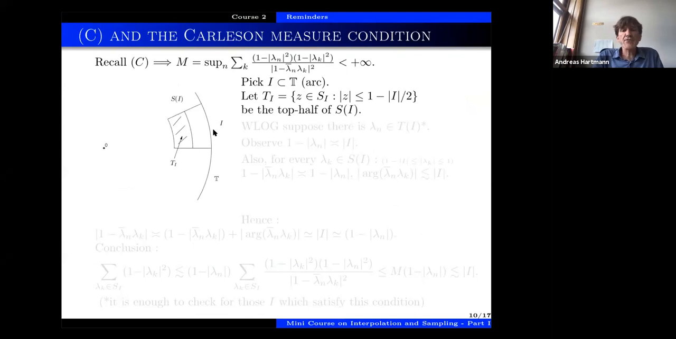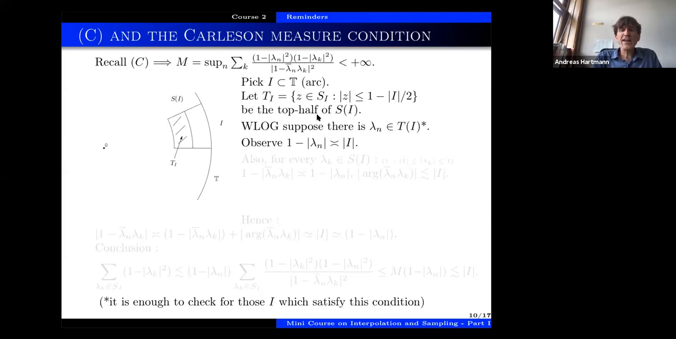So pick I an arbitrary arc and let Si be the associated Carlson box. And then I will consider the upper half of this Carlson box, which I will call Ti. It's the top half of this box. I will explain in a minute why I can make this assumption. It's in fact enough to check it for those boxes which contain in the upper half a point of the sequence. So I have a point somewhere here. Okay, this is my lambda n.